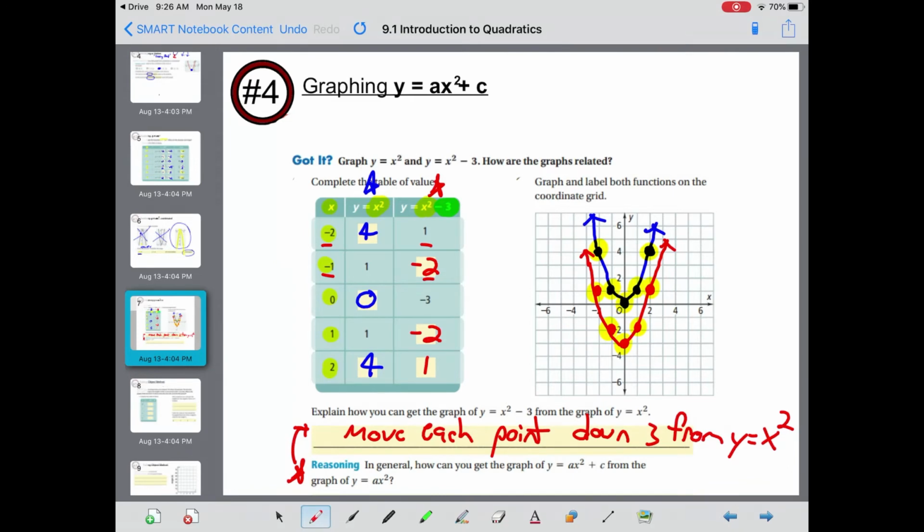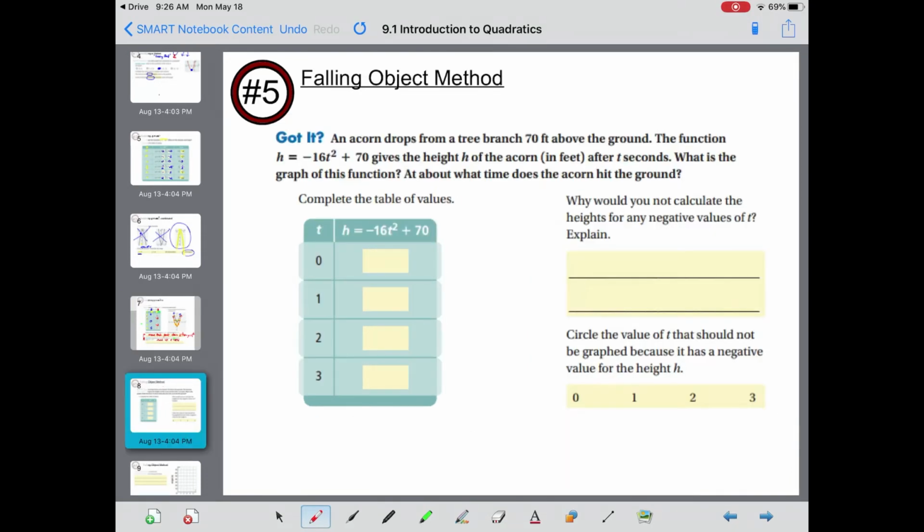Okay, this reasoning is essentially the same answer from the previous question. So how can you get the graph of y equals ax squared plus c from the graph of y equals ax squared? So you're going to move up this time because it's a plus c, right? And you're going to say move up c units.